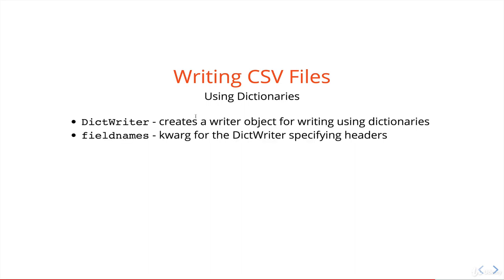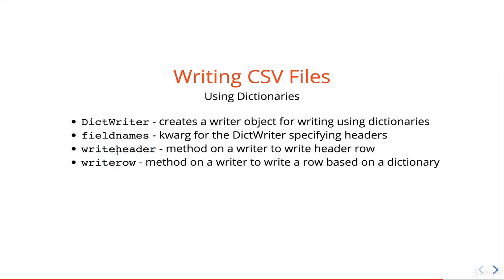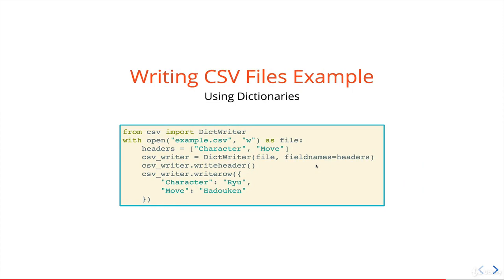So DictWriter is a little more complicated. We have to specify the field names and set that equal to whatever we want the headers to be. And then we call writeheader to actually write a line of headers. And then we call writerow to write a row based off of a dictionary. So let's just look at an example here.